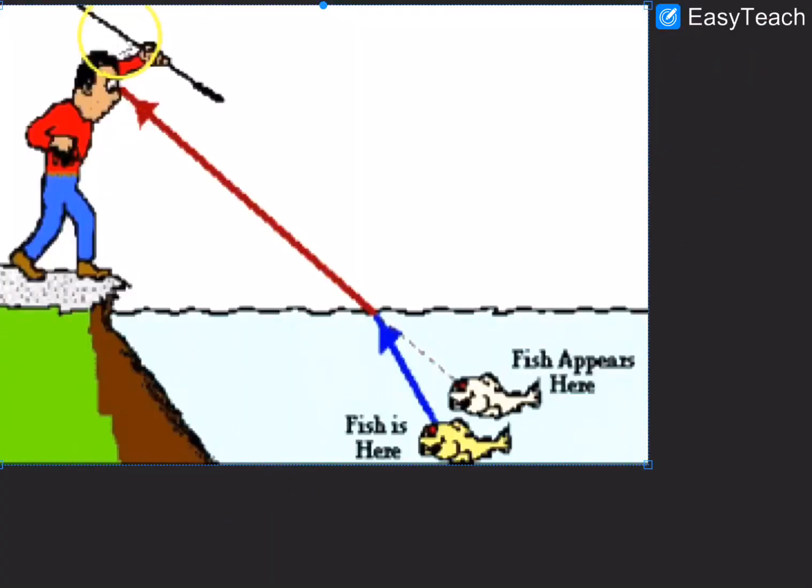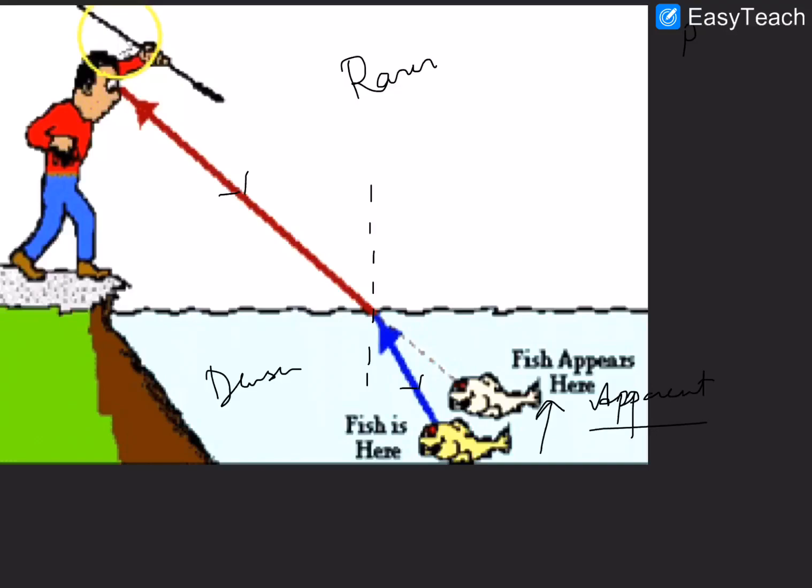Hope you understood. Another example of refraction of light: a person who observes a fish in the pond, or you can say the pond appears shallow as compared to its actual depth, because this medium is a rarer medium, this medium is a denser medium. If you draw a normal, then according to the laws of refraction, the light will be bending. The person observes the fish and the light will be bending towards the normal. But if you extend it, it appears as if the fish is not at the actual depth but at apparent depth. So it appears to be shallow as compared to the actual depth.